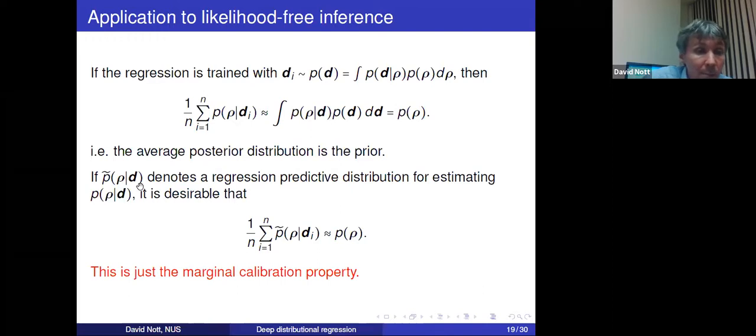Now let's replace the true posteriors there by regression approximations to the posterior. If your regression approximation to the posterior was accurate, then you would hope that this holds, okay? If I replace the posteriors here by their regression approximations, this average should be approximately equal to the marginal distribution for our responses in the regression, which is the prior. So marginal calibration for the training sample in our regression method just corresponds to this marginal calibration property.